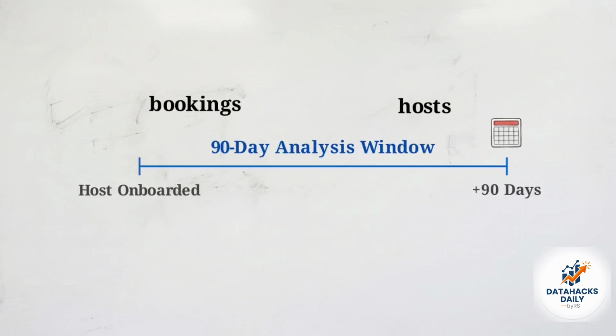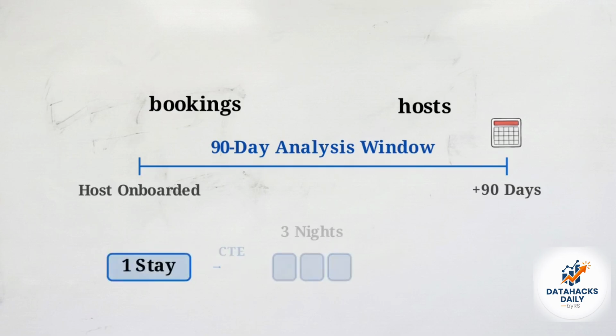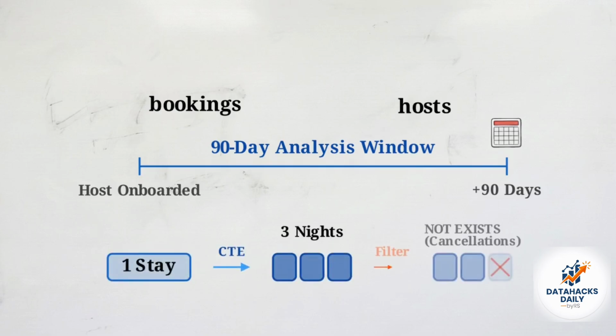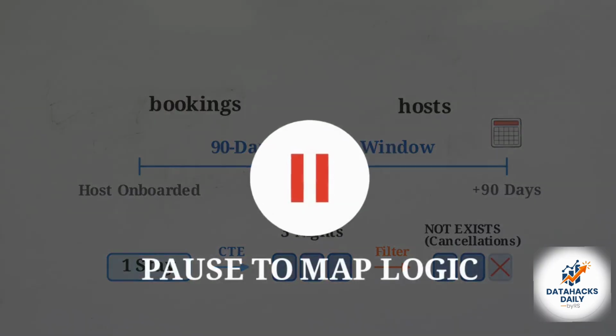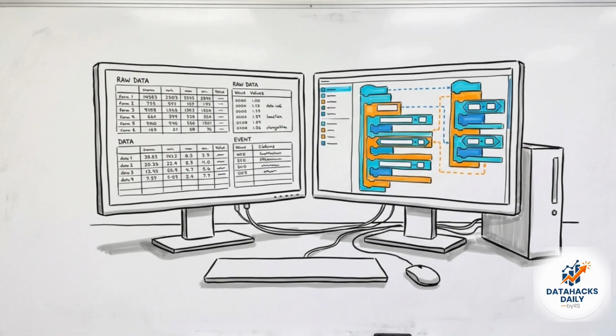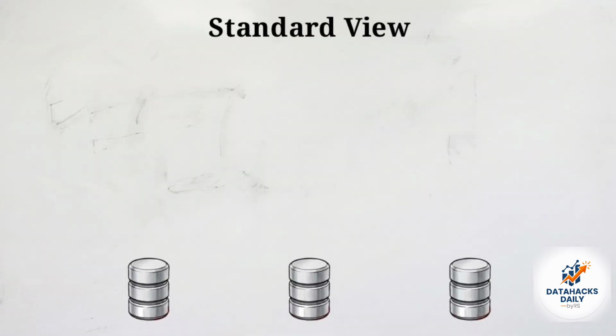Let's test this. Imagine bookings and hosts tables. Calculate the host fill rate for only their first 90 days, using a CTE for night grain expansion and an EXISTS clause for cancellations. Pause the video here to map out your logic. CTEs provide a procedural flow for your SQL, allowing you to sequence logic step by step to capture complex marketplace dynamics. Beyond the script itself, you have to deploy the logic.